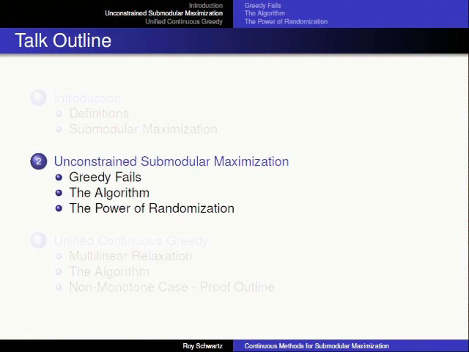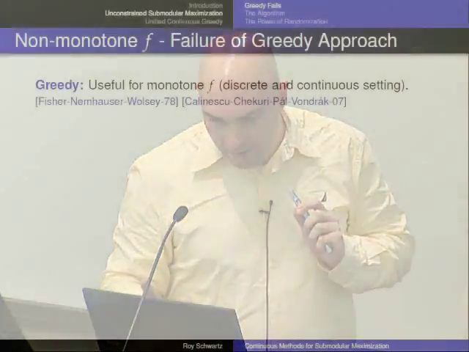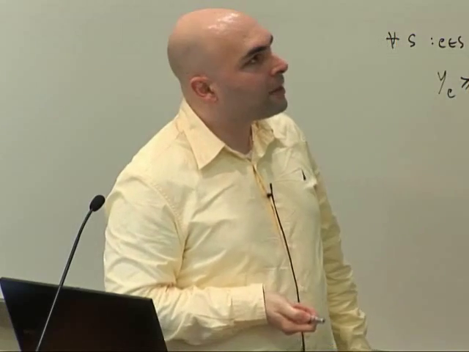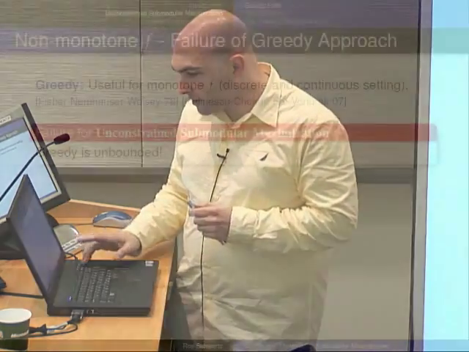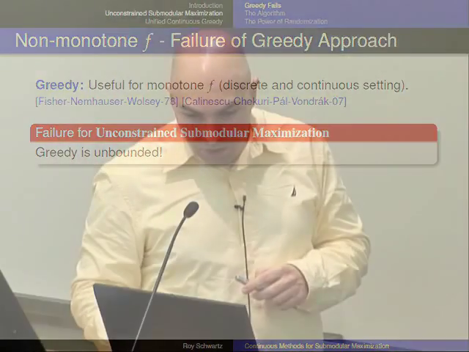So if there are no more questions about this introduction, I'll start with the unconstrained submodular maximization problem. First, let's see why the greedy approach fails. Why do we look at greedy at all? Because greedy was useful in the monotone case. We saw that it gives a 1/2 approximation in the discrete setting. Now, I'm telling you that what is called the continuous greedy algorithm, which I'll mention at the end of the talk, gave a tight result in the monotone setting. So let's see why it completely fails in the non-monotone case.